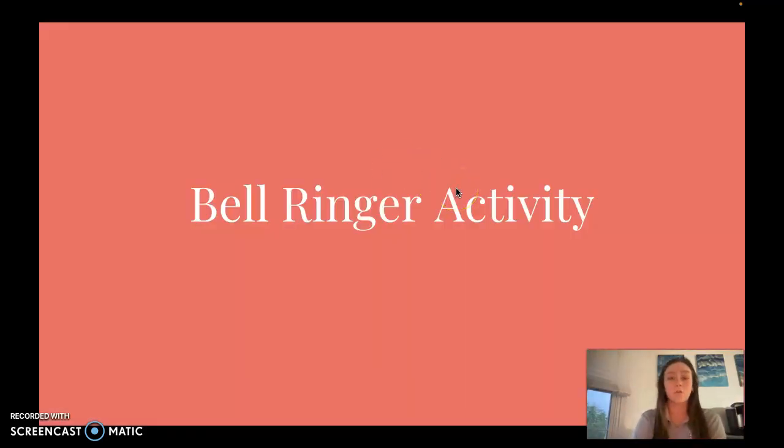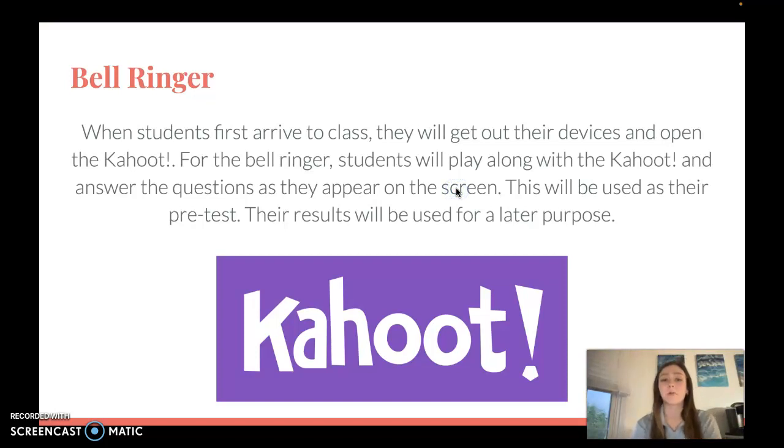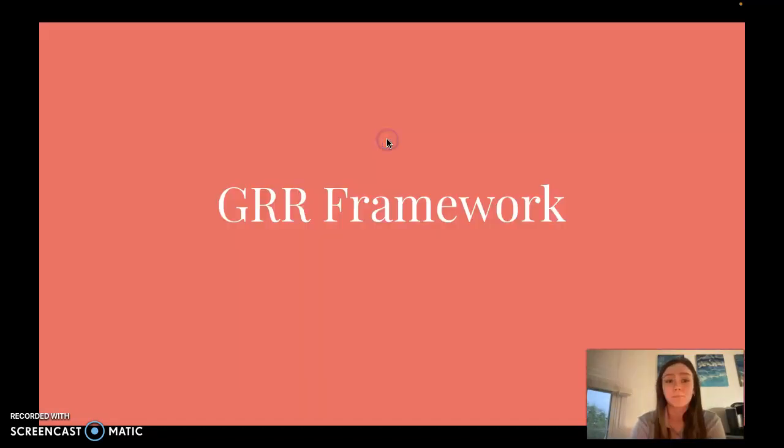So for their bell ringer, whenever they first get into class, that's when they're going to be playing the Kahoot. This will also be used as their pretest, and their results will be used for a later purpose when it comes to grouping and working together in collaboration. The Kahoot will have multiple addition problems of different two-digit numbers, anywhere from adding 2 addends to 4 addends together. And the students' results, again, will be analyzed and used for a later purpose.